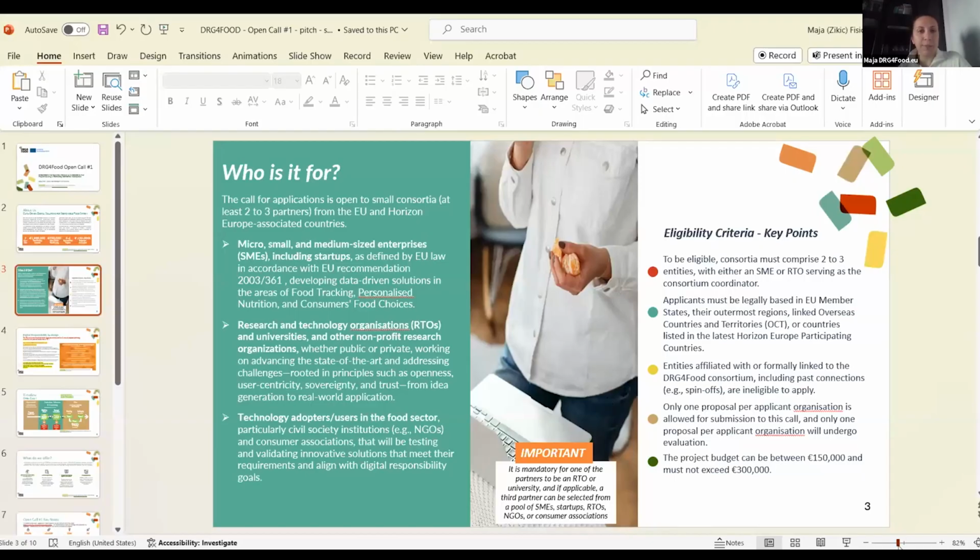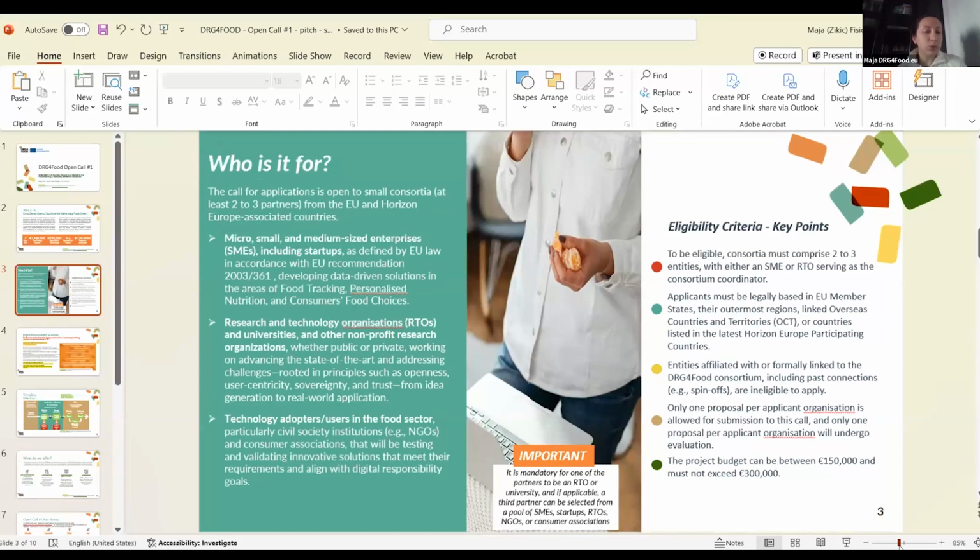Who are we looking for? We are looking for pilot projects developed by a small consortium consisting of 2 to 3 partners. Partners can be startups and SMEs, research organizations, and also technology adopters or users in the food sector. There are no restrictions in terms of who can lead the consortium. It can be either the SME partner or the research partner.